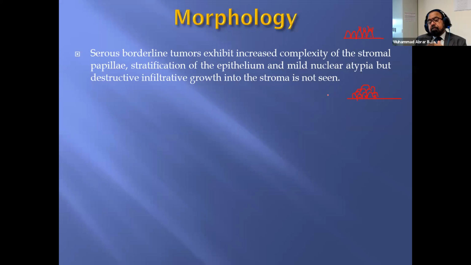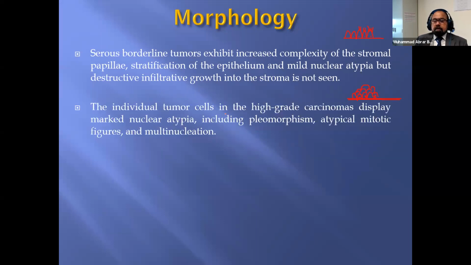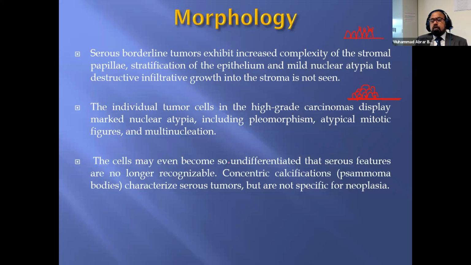But the only difference between borderline and malignant, as I've already mentioned, for example, this is stroma, so the basement membrane will be totally intact and the tumor will not be infiltrating into the stroma. The individual tumor cells in high-grade carcinomas display marked cellular atypia, pleomorphism, atypical mitosis, and multinucleation. The cell may even become so undifferentiated that the serous features are no longer recognizable. You will not see cilia, and sometimes you cannot even identify it's a columnar epithelium. I will show you.